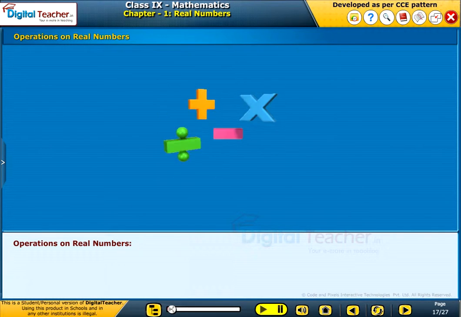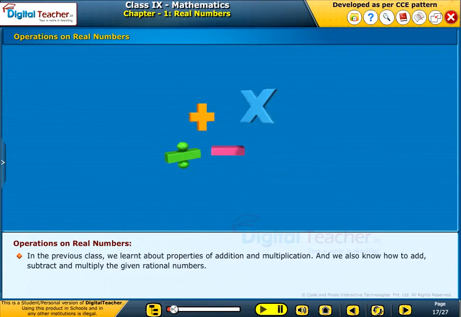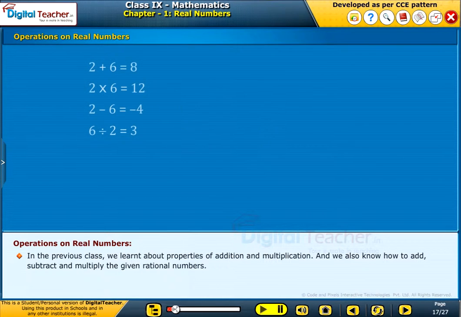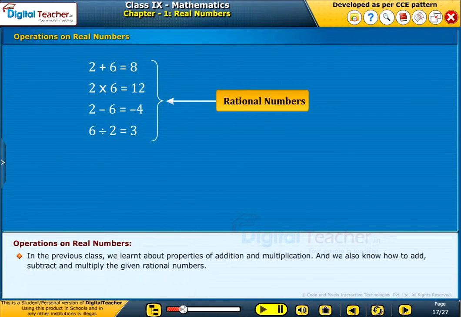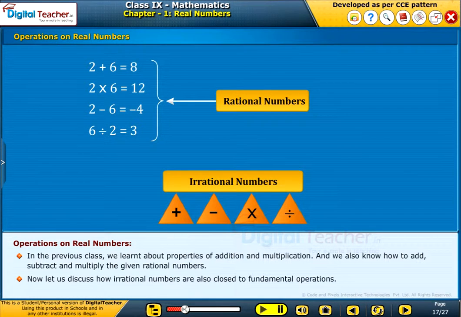Operations on real numbers. In the previous class, we learnt about properties of addition and multiplication. And we also know how to add, subtract, and multiply the given rational numbers. Now, let us discuss how irrational numbers are also closed to fundamental operations. Let us solve some examples.